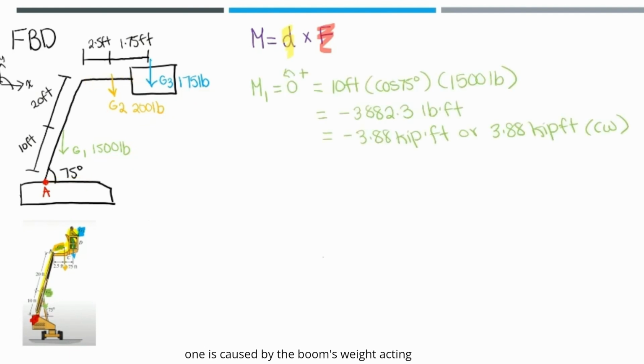So moment 1 is caused by the boom's weight acting at G1. That is 10 feet times cos 75 degrees, which is the horizontal distance. Multiply this by 1,500 pounds, which is the magnitude of the boom. This gives us a result of negative 3.88 kip feet, or 3.88 kip feet in the clockwise direction. Remember, we're taking moments about point A, and G1 creates a clockwise rotation around point A. Now let's do the same for moment 2 and moment 3.